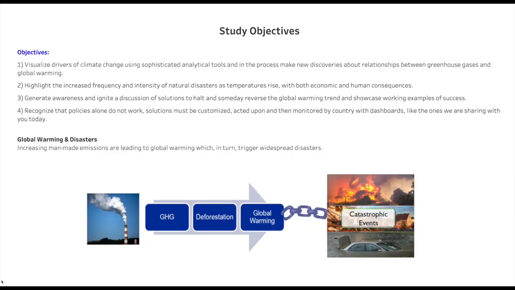The four main objectives are as follows. 1. To visualize drivers of climate change using sophisticated analytical tools, and in the process make new discoveries about relationships between greenhouse gases and global warming. 2. To highlight the increased frequency and intensity of natural disasters as temperatures rise, with both economic and human consequences. 3. To generate awareness and ignite a discussion of solutions to halt and someday reverse the global warming trend and showcase working examples of success.